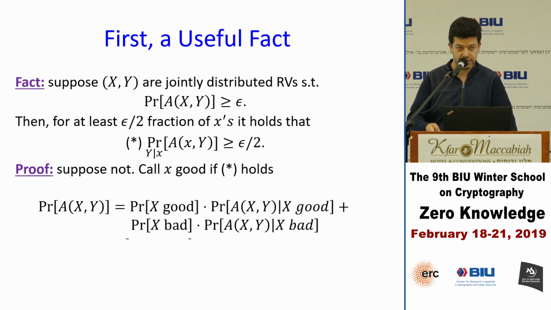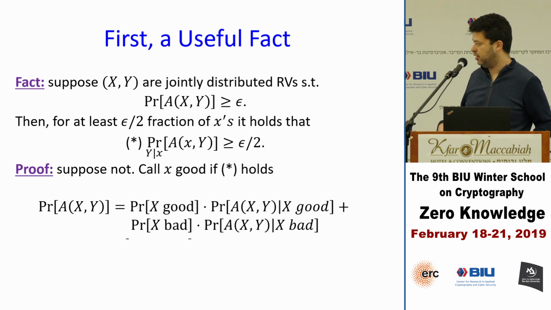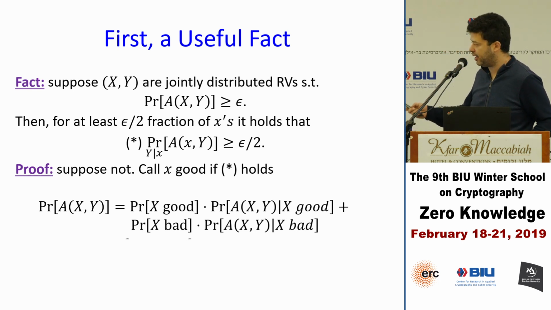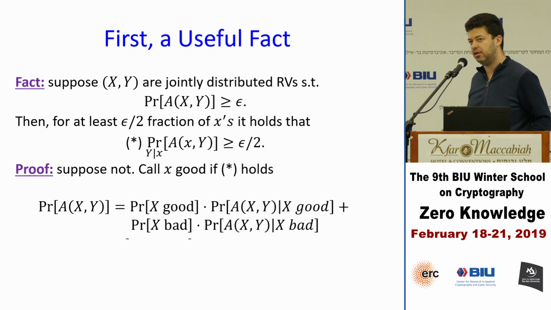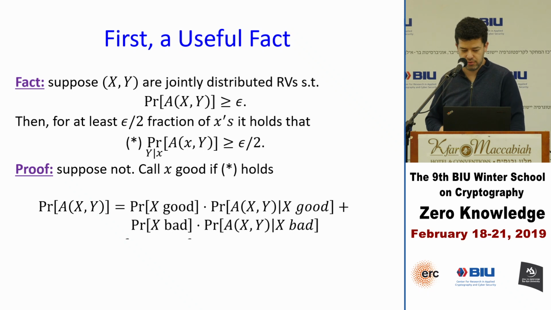So by just elementary probability, the probability of this event is equal to the probability that x is good times the probability of the event conditioned on x being good, plus the probability of x being bad or not good, times the probability of the event happening conditioned on x being bad. Okay, why did I do that?